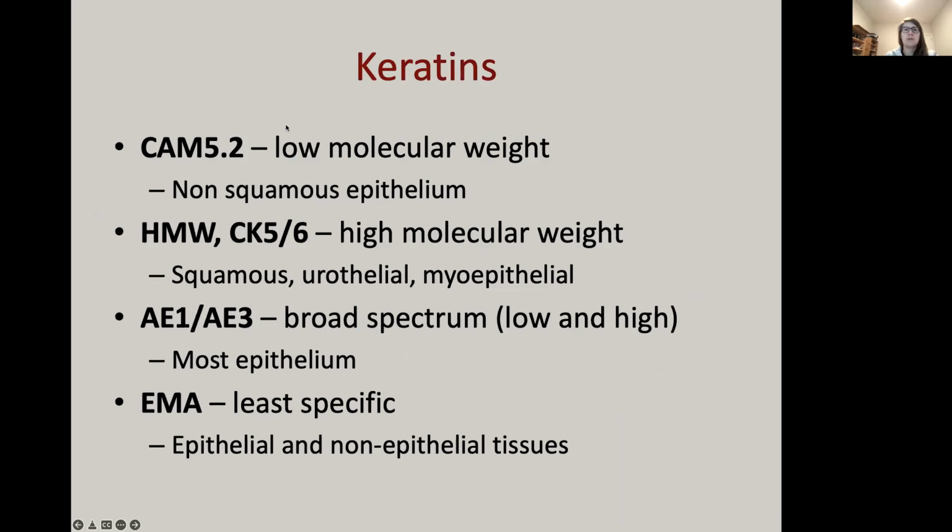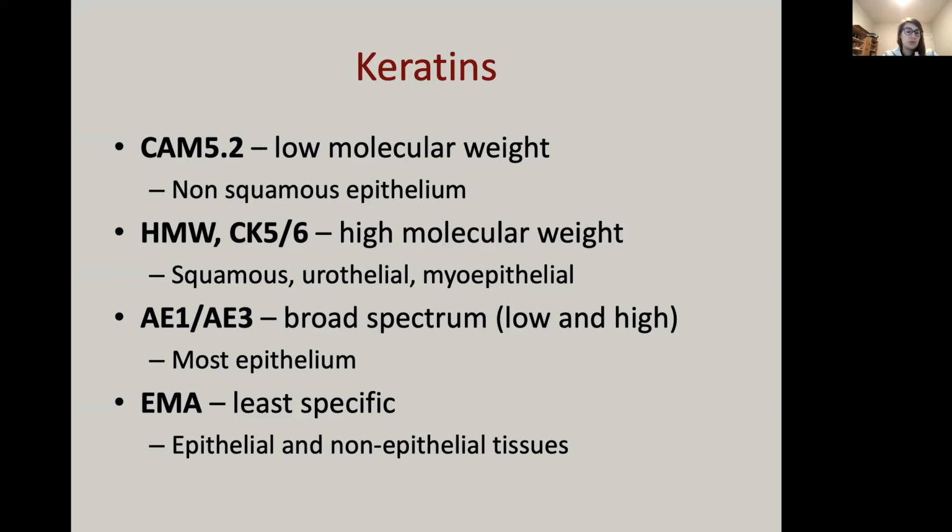So CAM 5.2 is a low molecular weight. It tends to stain non-squamous epithelium, like glandular epithelium. High molecular weight, or CK5-6, tends to stain squamous epithelium or squamoid, basaloid things like urothelium or like myoepithelium, okay? AE1, AE3 is more broad. It tends to stain both low and high, most epithelia. And then EMA stains both, as you know, epithelial and non-epithelial tissues, right?